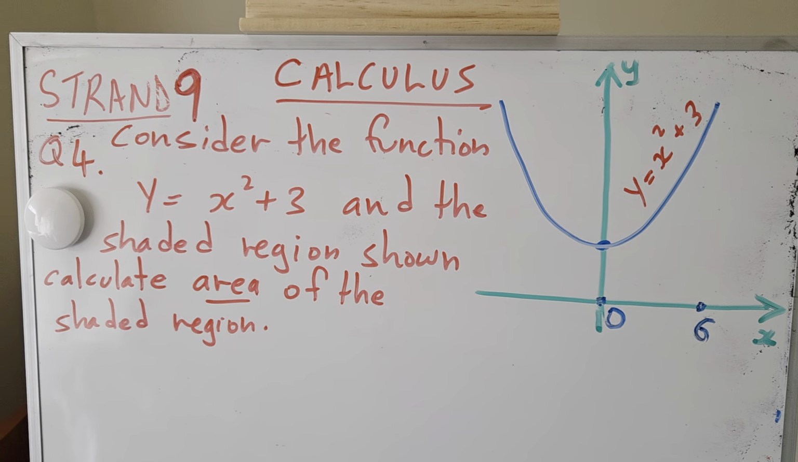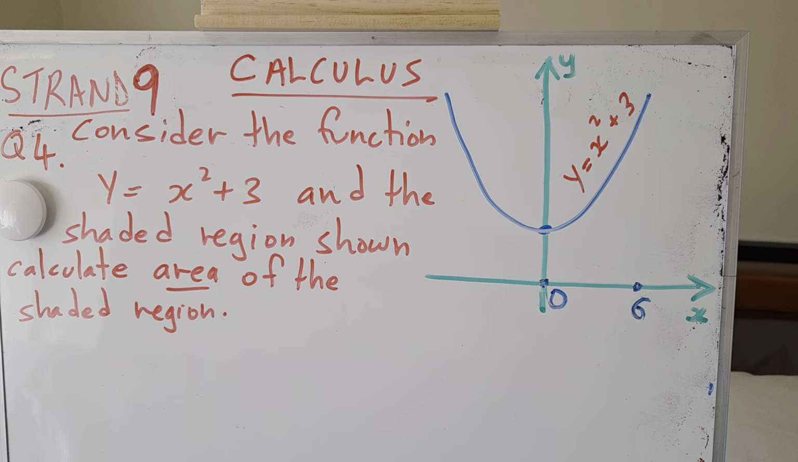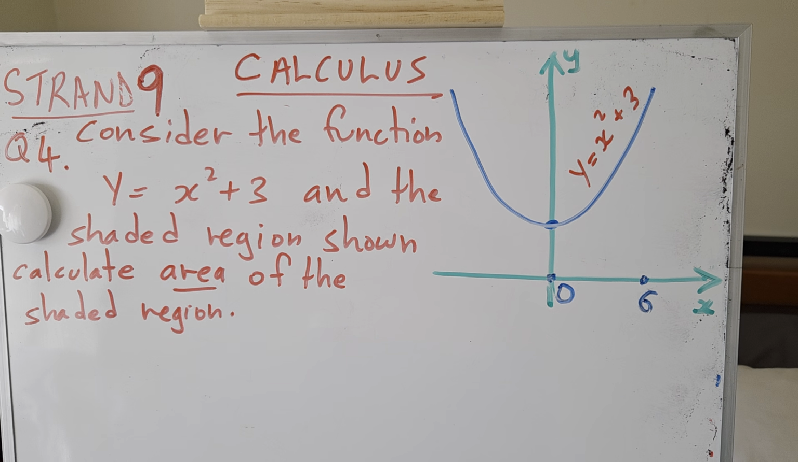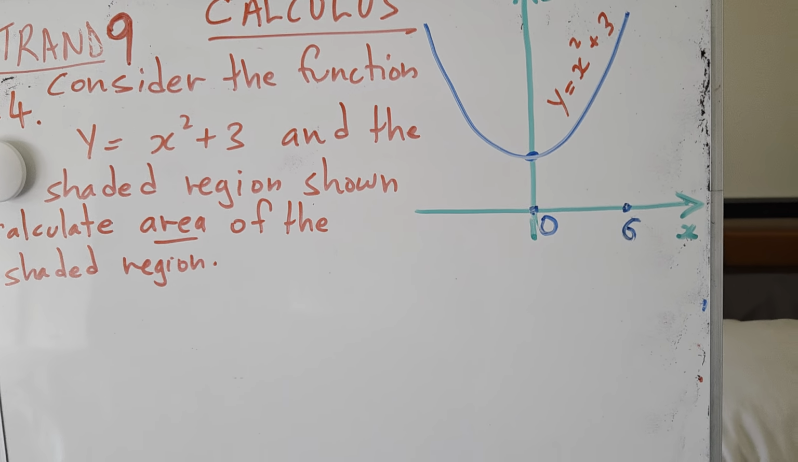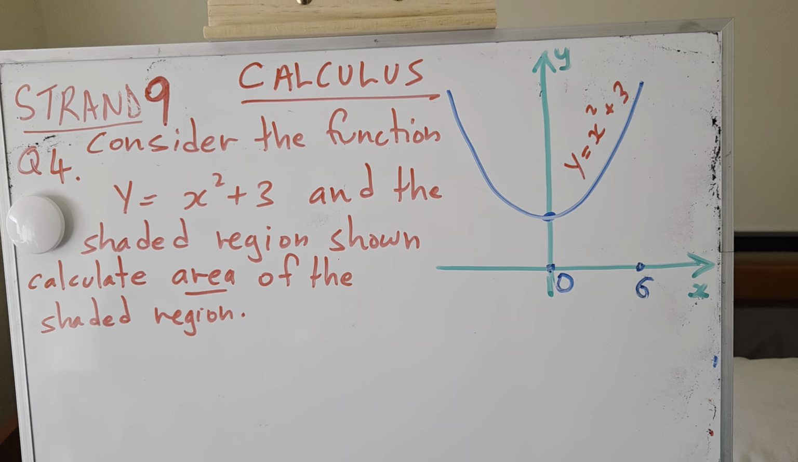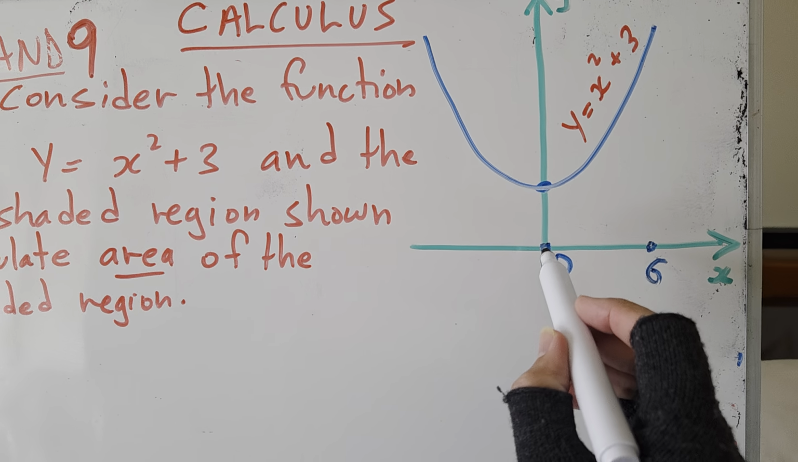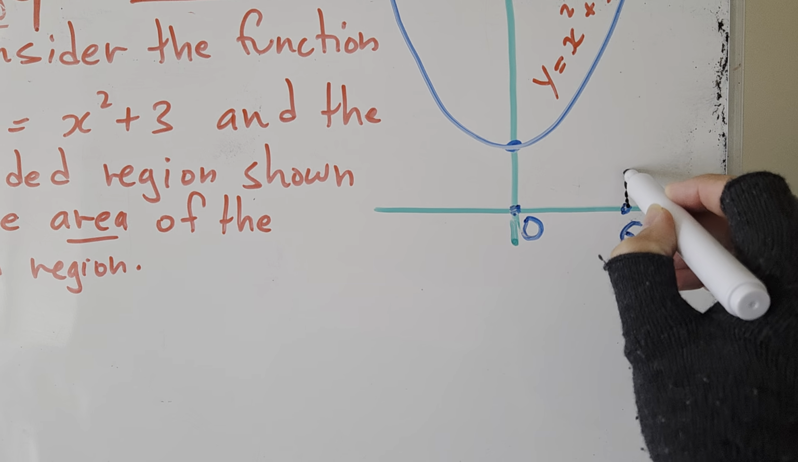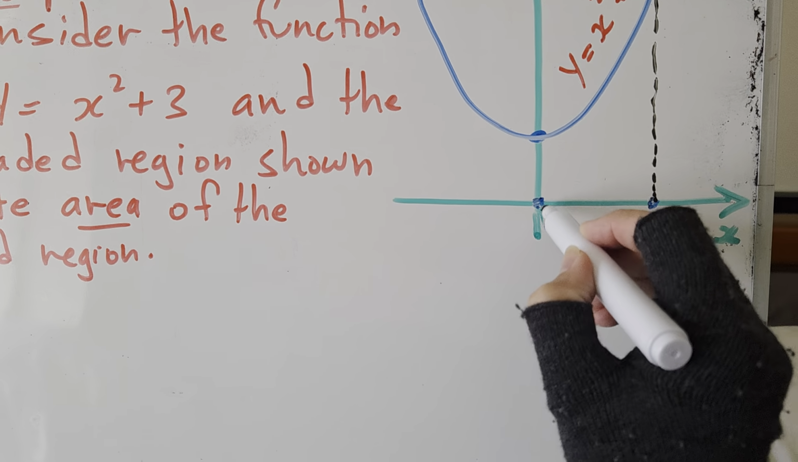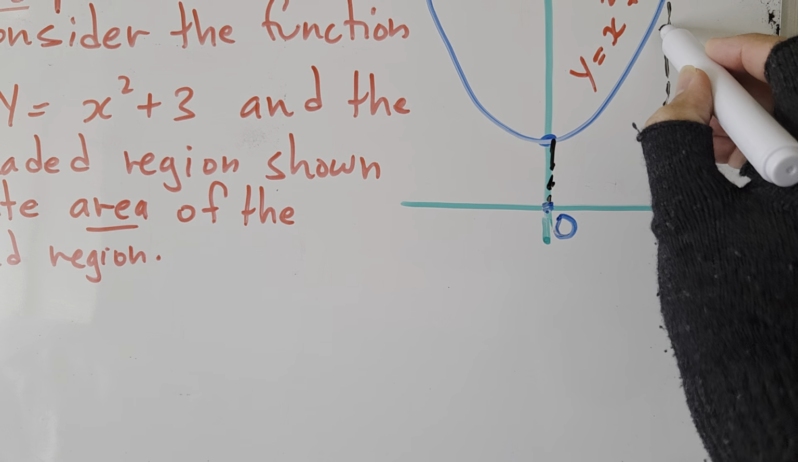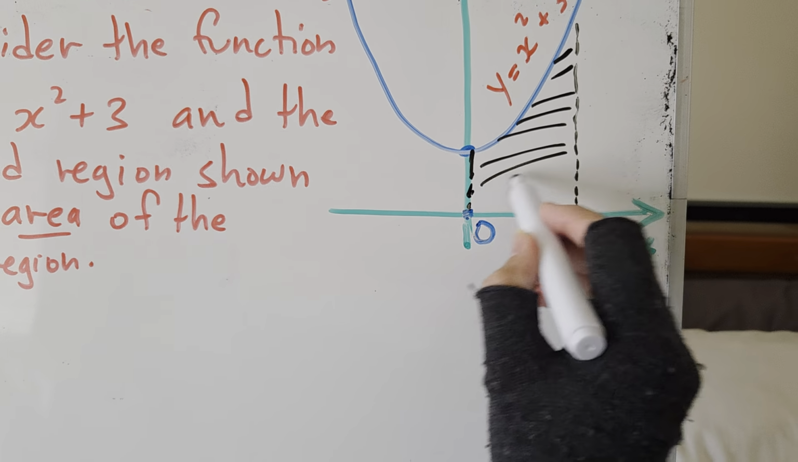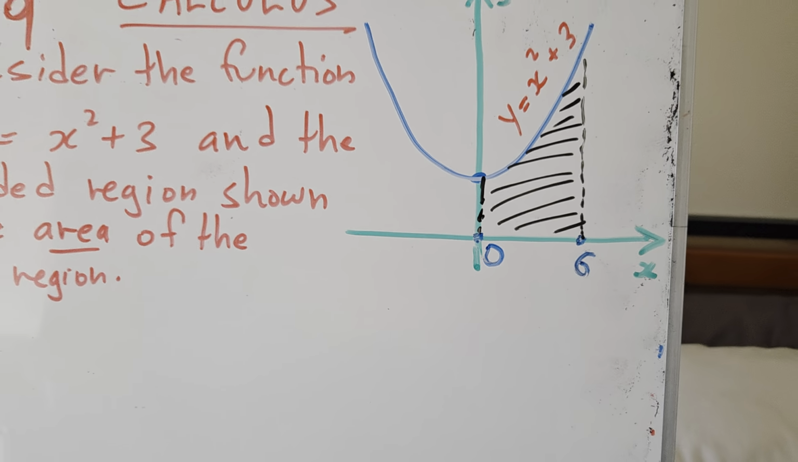Strand 9, question number 4. It says consider the function y is equal to x squared plus 3 and the shaded region shown. Calculate the area of the shaded part. The shaded part is already given in the question on the question paper. It is from x is equal to 0 to x is equal to 6. So from here reaching up to the curve, that particular area. The question is asking us to find that area.